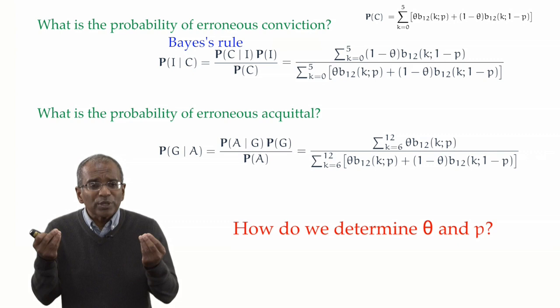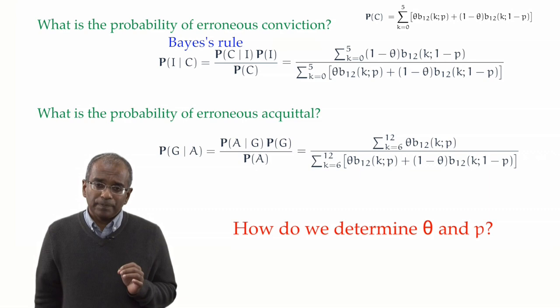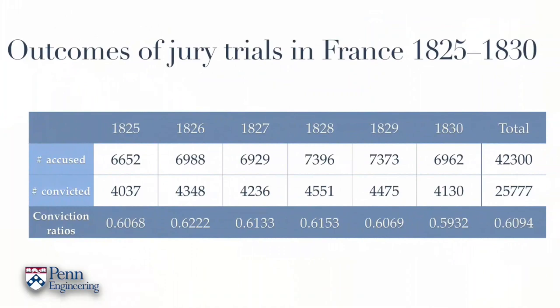Now, to understand this, we now need some more data. And so let's go back to Poisson's data. In the years 1825 to 1830, the outcomes of jury trials were available. And this is an abbreviated list. The original list actually had more detail. It had additional information about whether the accused was for a crime against a person or for a crime against property and so on. But here is a compacted list.